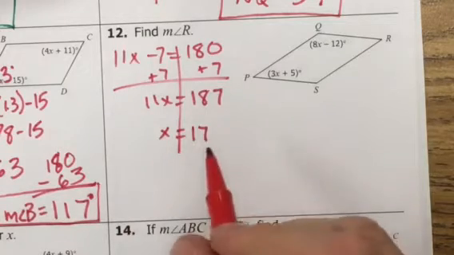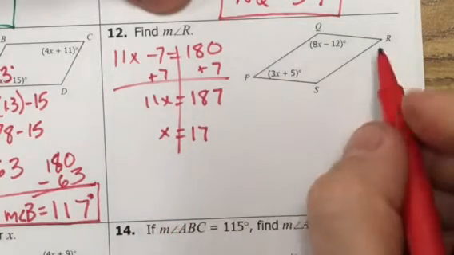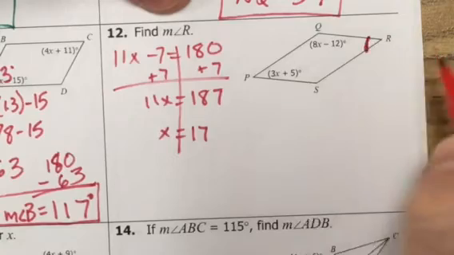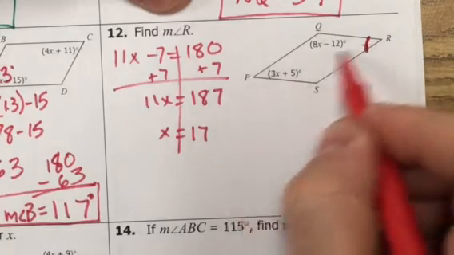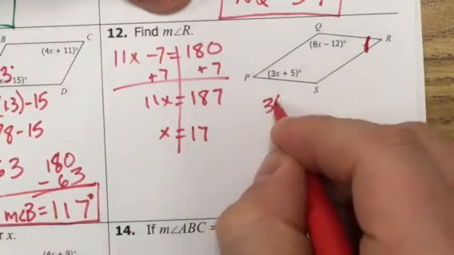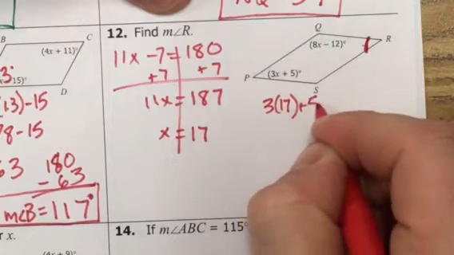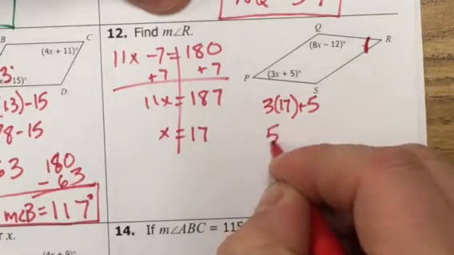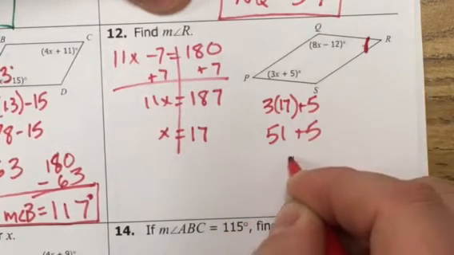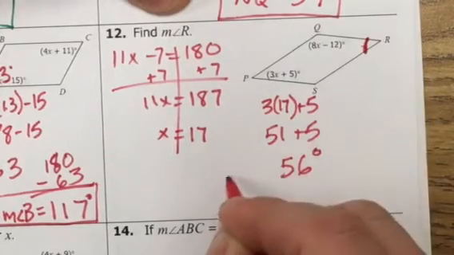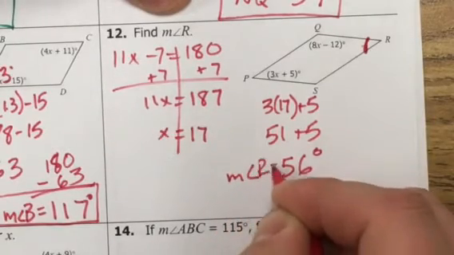So, x is 17, go plug that in. I'm looking for r, so when I plug it in, I'm going to plug it into p because those are congruent pieces. 3 times 17 plus 5, so that'd be 51 plus 5, or 56 degrees would be the measure of angle r.